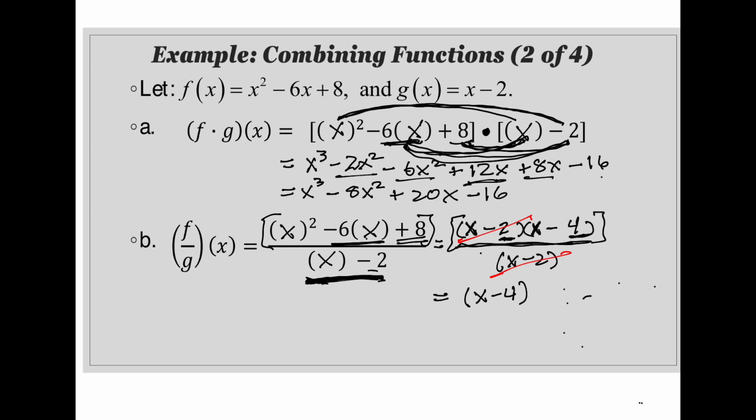However, since the original function had an x minus 2, this is its simplified version, but because the original function actually had this denominator value, we would have to say x minus 4 where x is not equal to 2. We still have to limit the domain of the original function, since x minus 2 could not have 2 plugged into it because it would give us a 0 in the denominator. So we still have to limit the domain based on making sure that it's never equal to 0.